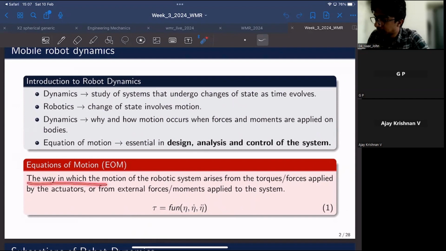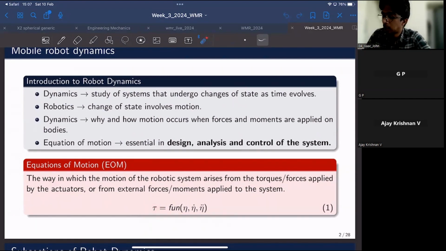So this is the way in which the motion of a robotic system arises from torques or forces applied by the actuators and/or from external forces and moments applied to the system. The vector tau basically encompasses the actuator forces, the forces that we are supplying onto the system. It will also include external forces acting onto the system, maybe gravity, payload, all sorts of other loads, maybe friction.